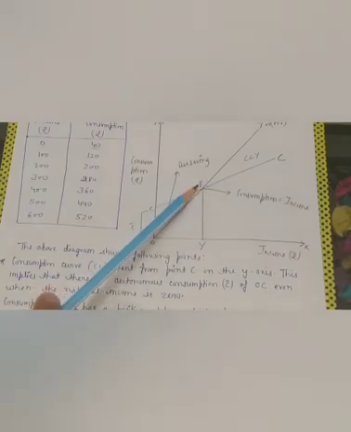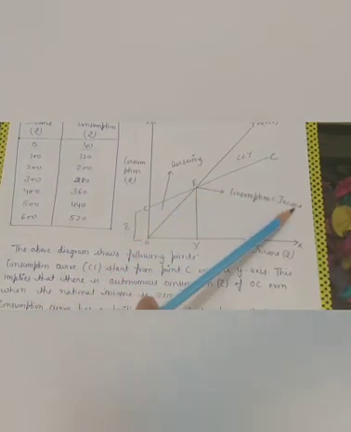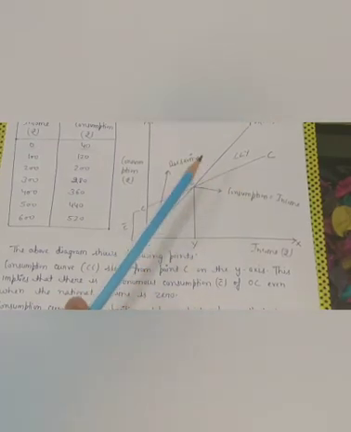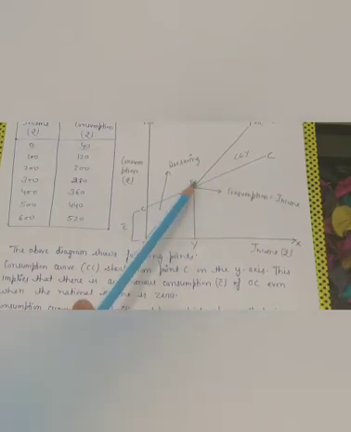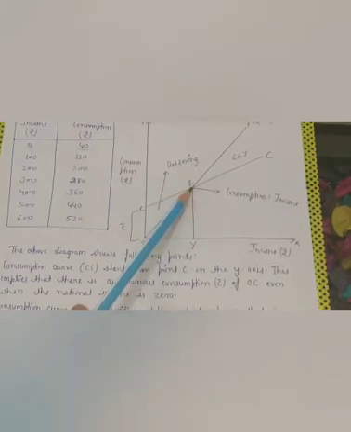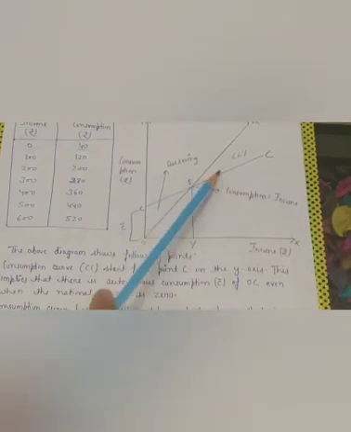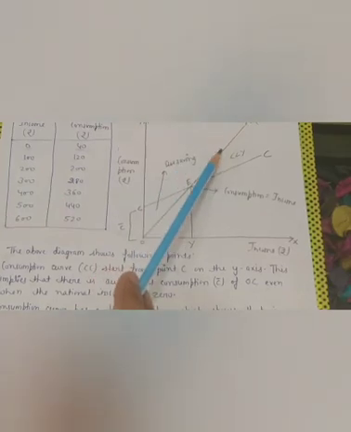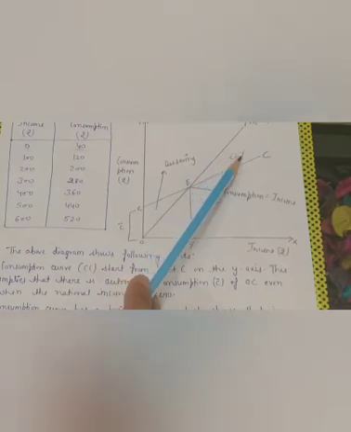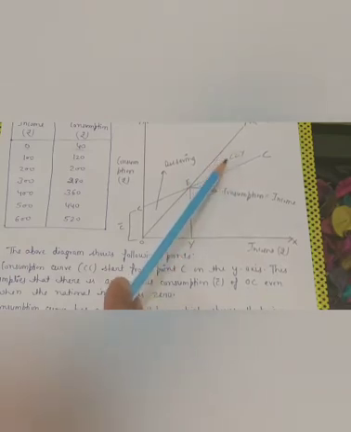See here, at point E, consumption is equal to income, because both are intersecting each other. Means the income line and consumption line are intersecting each other. At point E consumption is equal to income, means saving is 0. So this is the break even point, because consumption is equal to income and saving is 0. After break even point, consumption is less than income, means saving is positive here.